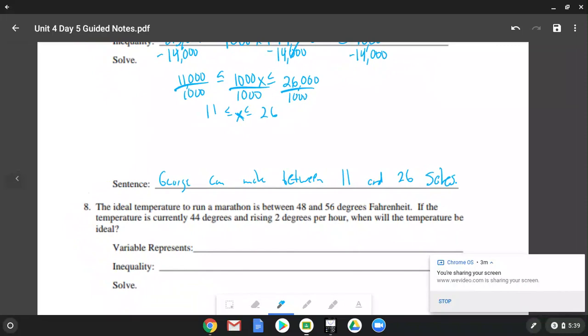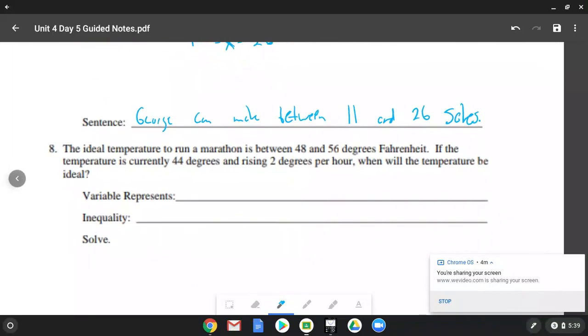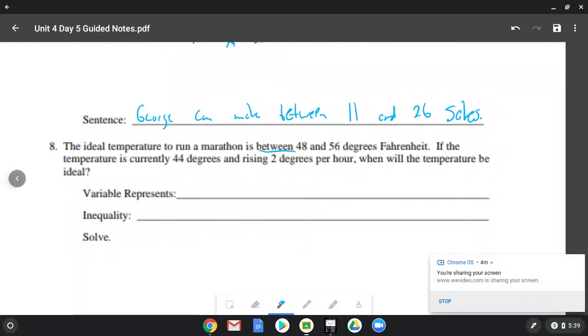All right, last one. The ideal temperature to run a marathon is between, so we know it's an and, 48 and 56 degrees. So I'm going to put 48 and 56 with my less than or equal to signs. If the temperature is currently 44 and rising 2 degrees per hour, when will the temperature be ideal? So when is a time? What did they talk about for their time? They talked about hours. So we'll say x is my number of hours.